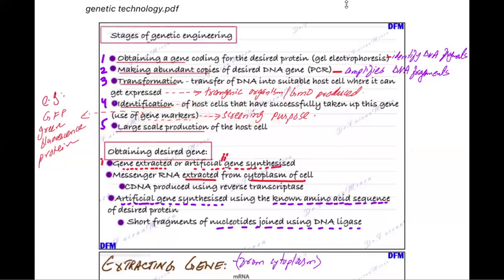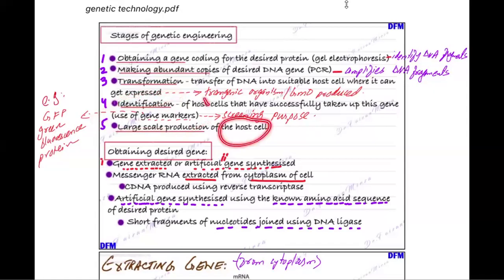The gene markers include the GFP gene. This is green fluorescent protein. This gene allows the organism which has been transformed to glow green. So you can screen and identify whether it has been transformed. The organism which has been transformed will appear green, and those which have not been transformed will not fluoresce green. So once we have identified our genetically modified organisms, we take them out and place them in a medium where large scale production of the host cell can be done.